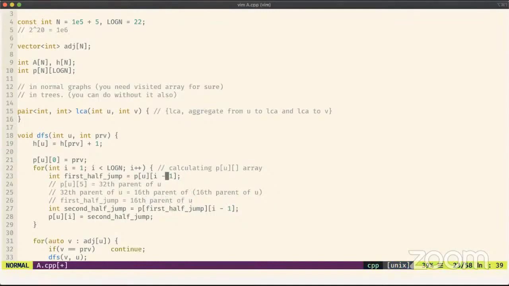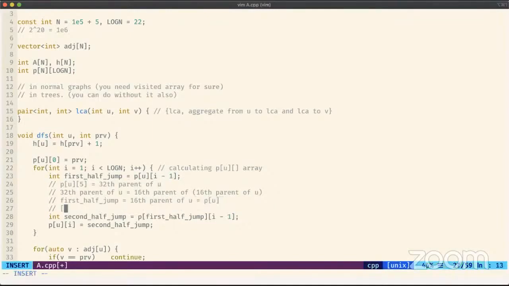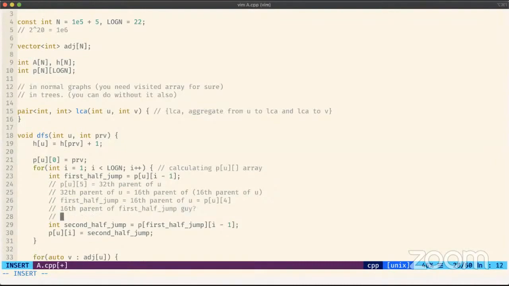First jump is climbing to the 16th parent of u, which is P[u][4]. And then I'll ask the first half jump guy, who is the 16th parent of the first half jump guy? This is basically P[first half jump][4], and this is my final answer, P[u][i]. This is the second half of the jump. When I make the two halves of the jump, I get the 32nd parent. Everyone gets this part of how I calculated?